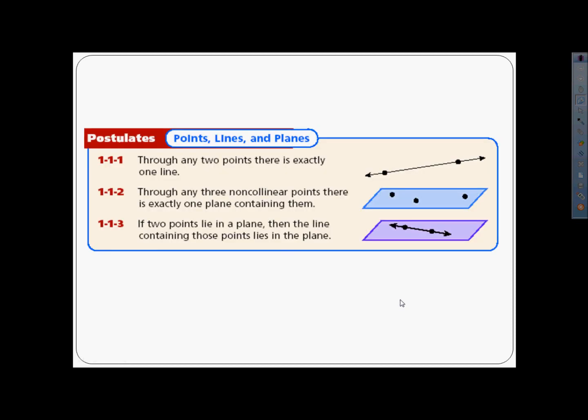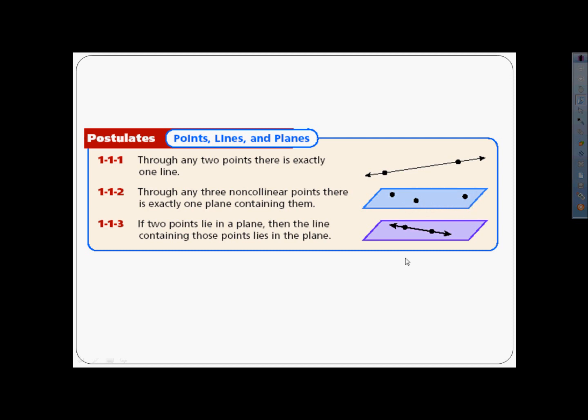The first postulate says, through any 2 points, there is exactly one line. So if you were to draw 2 random points on your sheet of paper, then there would be only one line that could go through both of those points. The second one says, through any 3 non-collinear points, there is exactly one plane containing them. So if you randomly draw 3 points, only one plane could have all those 3 points on it.